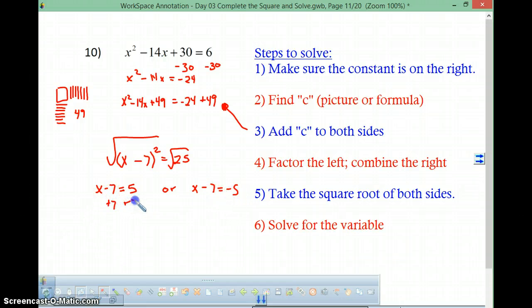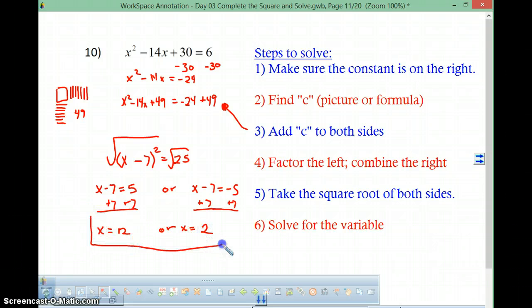Let's add 7 to both sides. You end up with x equals 12, or x equals 2.